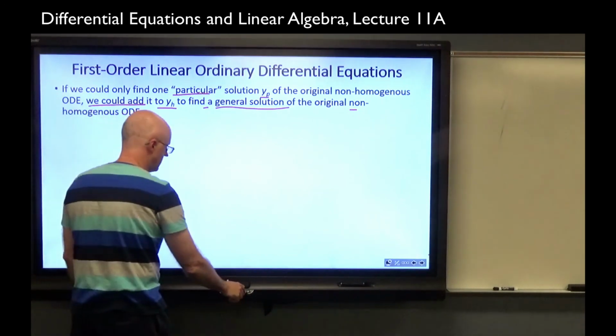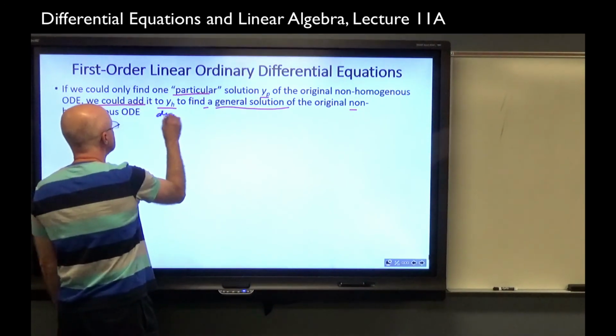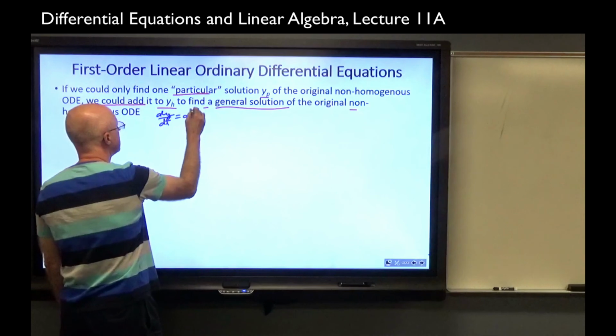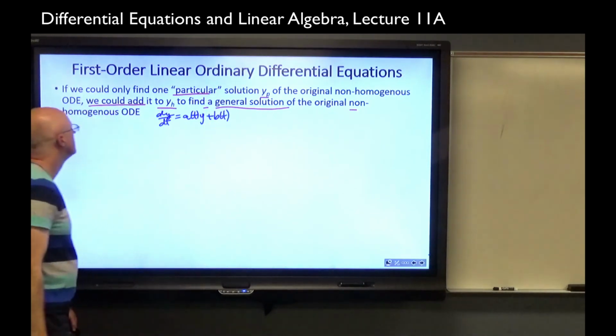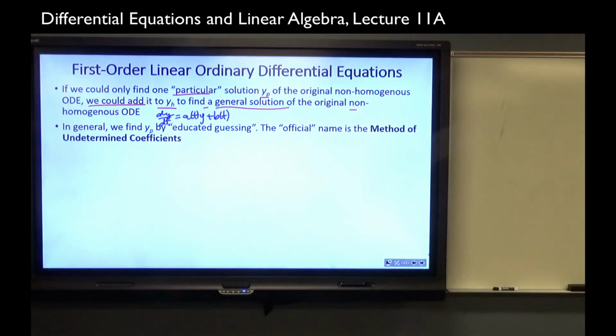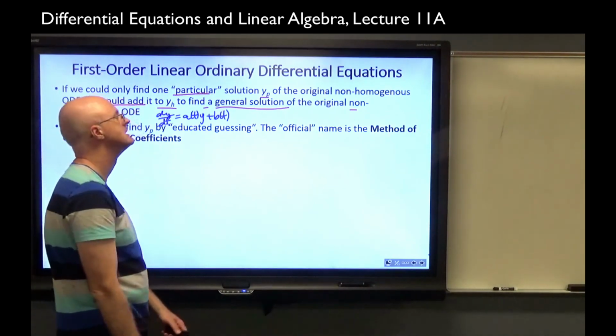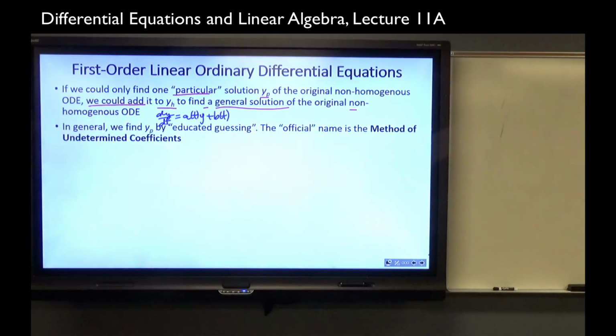Non-homogeneous ODE dy dt equals a of t y plus b of t. In general, we find y sub p by educated guessing. The official name for this is the method of undetermined coefficients. Sounds fancy, but it's really nothing other than educated guessing.